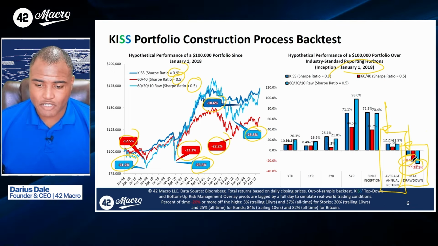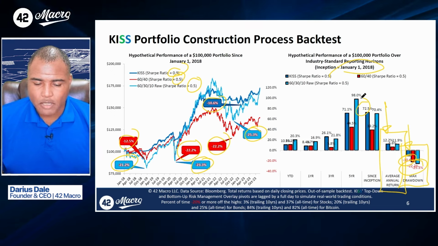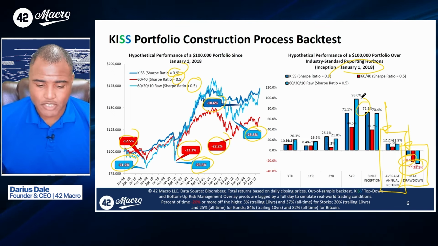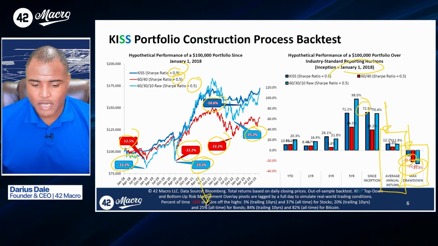And one final thing I'll just call out on this slide. The reason you need to have these top-down and bottom-up risk management overlays is because markets tend to crash a decent amount. We went back and did a statistical analysis of these three asset classes: U.S. equities, U.S. Treasury bonds, and Bitcoin. We wanted to determine the percent of time these assets were down 20% or more off their highs. And on a trailing 10-year basis, stocks are only down 20% off their highs 3% of the time. So we've been in a raging bull market for most of the past 10 years.